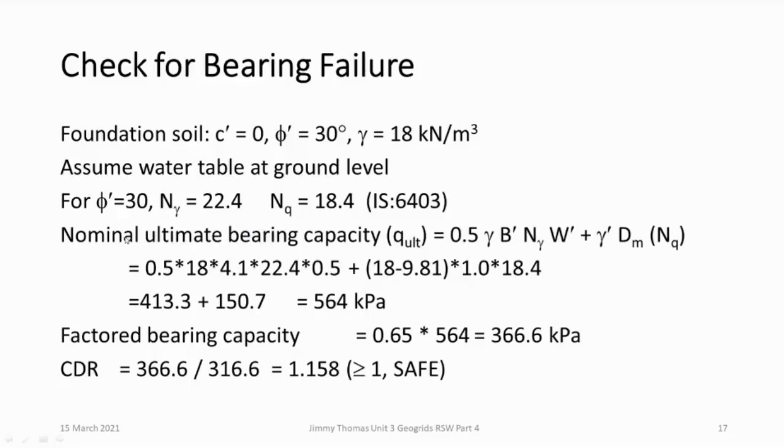Then we calculate the nominal ultimate bearing capacity. There is no cohesion, so that term is 0. So we have half gamma B dash N gamma into the water table correction factor, plus gamma D, where D is the embedment depth, into Nq. We substitute the values. B dash is the effective width. So 0.5, gamma is 18, the effective width is 4.1, N gamma is 22.4, and the water table correction factor is 0.5 because the water table is at ground level.